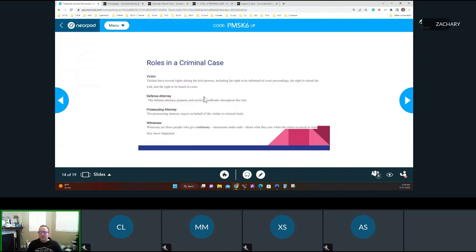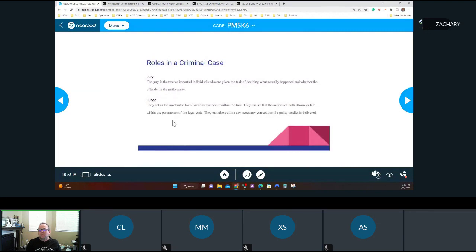The defense attorney prepares and assists the offender throughout the trial. The prosecuting attorney argues on behalf of the victim in the criminal trial. That's usually an attorney from the state or the Justice Department, the Attorney General's office, like the Weber County Attorney's office, or the state or the federal. Witnesses are those people who give testimony, statements under oath about what they saw in the crime and what they know happened.